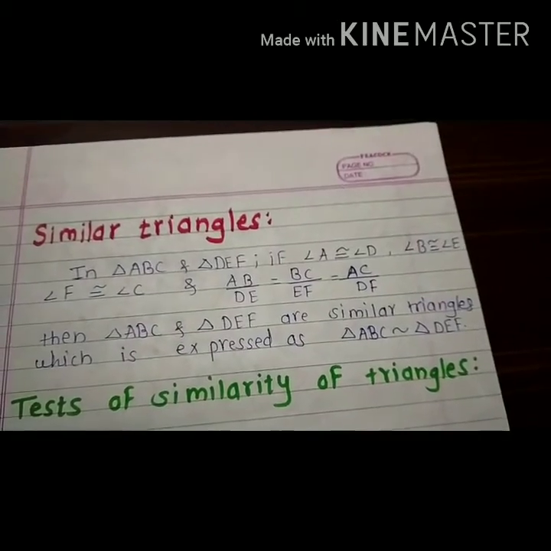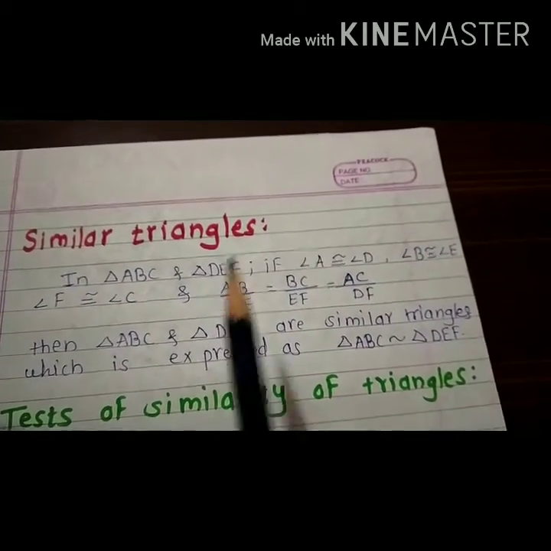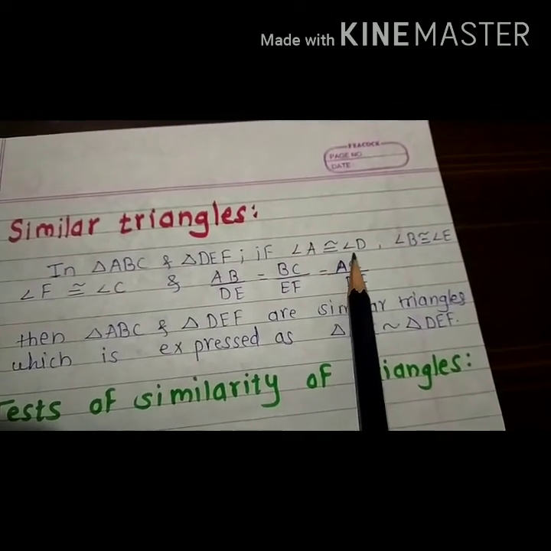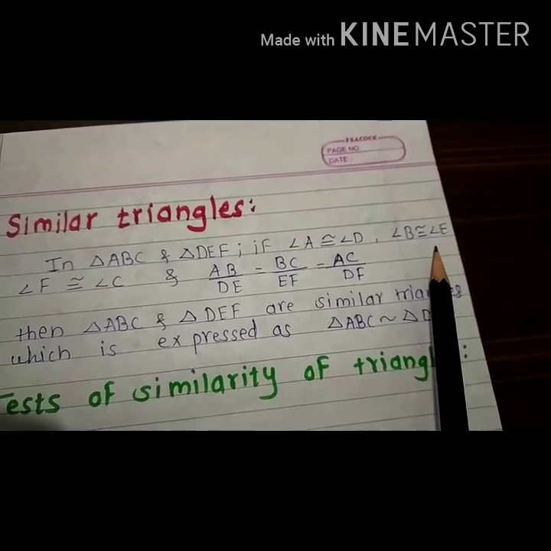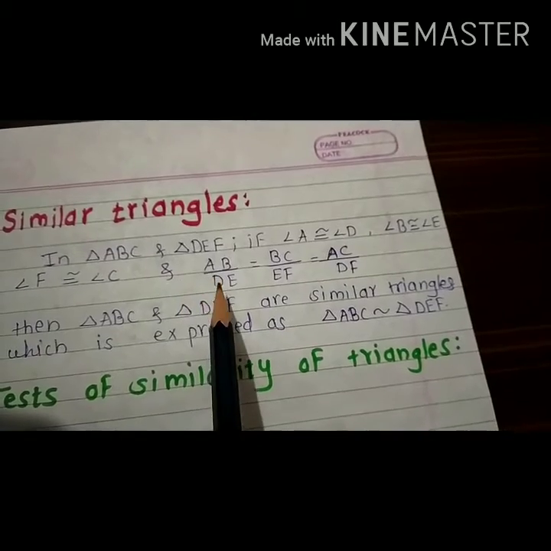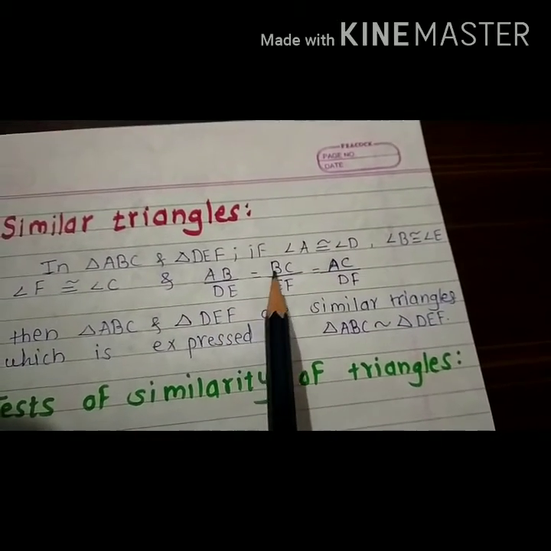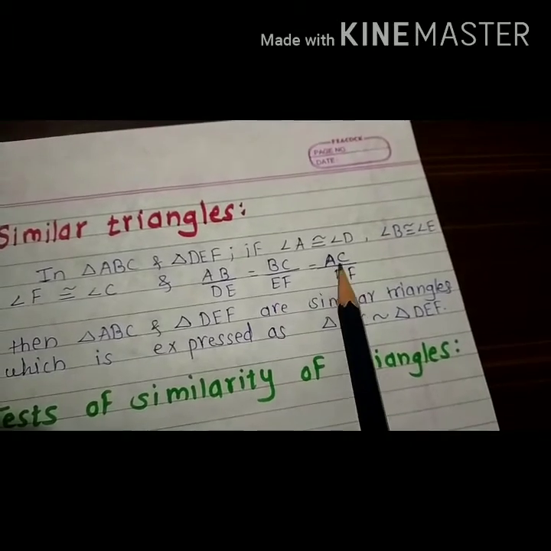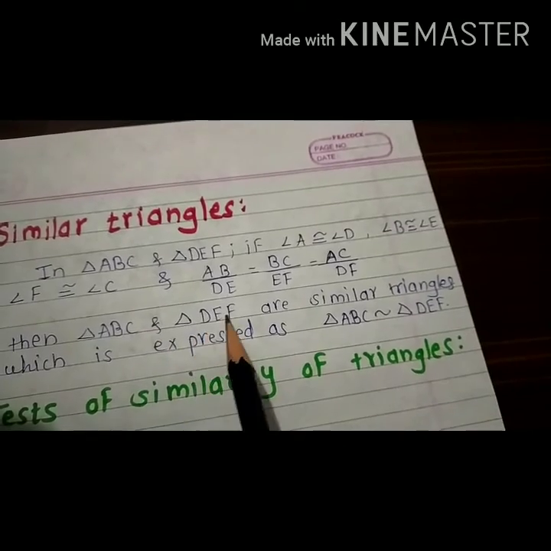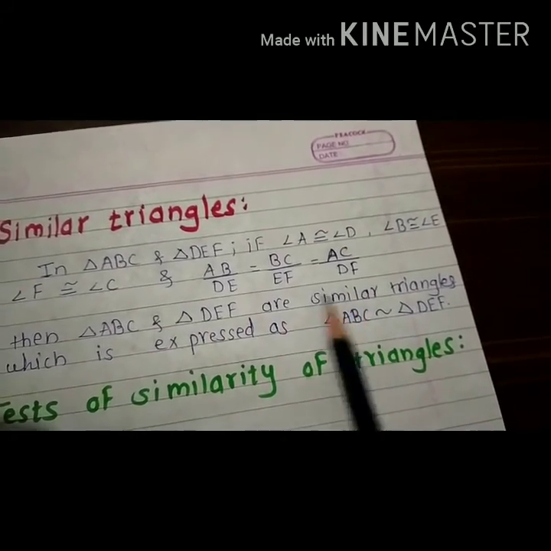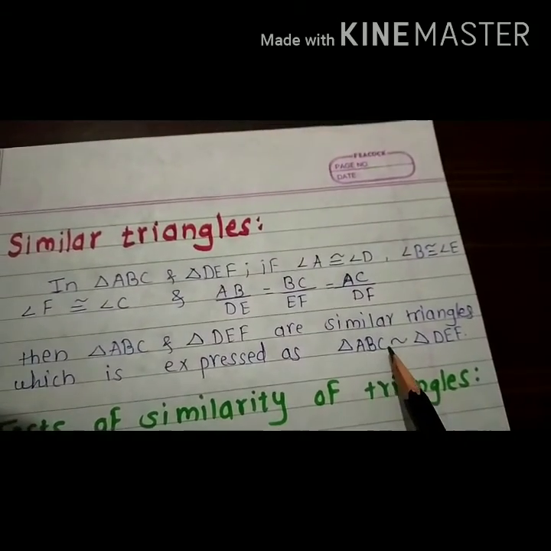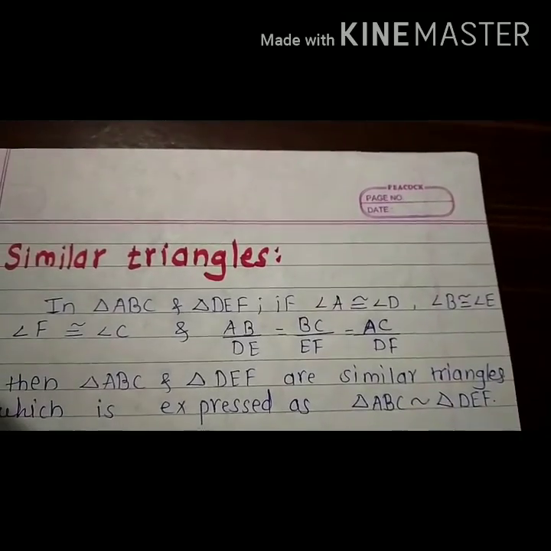Similar triangles. In triangle ABC and triangle DEF, if angle A is congruent to angle D, angle B is congruent to angle E, angle F is congruent to angle C, and AB upon DE is equal to BC upon EF is equal to AC upon DF, then triangle ABC and triangle DEF are similar triangles, which is expressed as triangle ABC similar to triangle DEF.